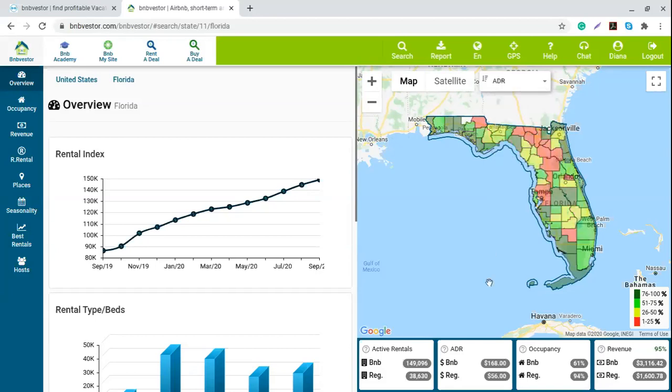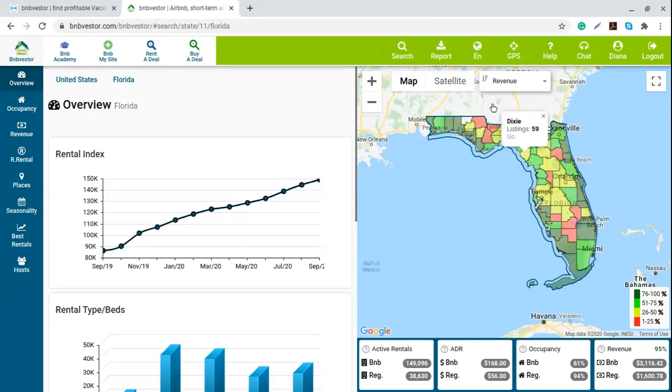So if I want to see the properties that have a higher average daily rate than others, you can see it like that. You can also see revenue, which is important, like which areas are the areas that have the best revenue. So click right here and you will see it. So in this case, Palm Beach. Right here you can see Broward, how many, you just click on the areas and that's it.